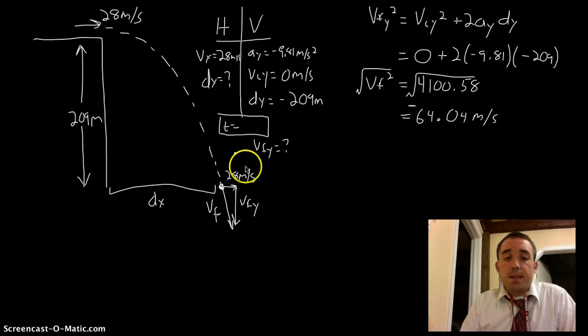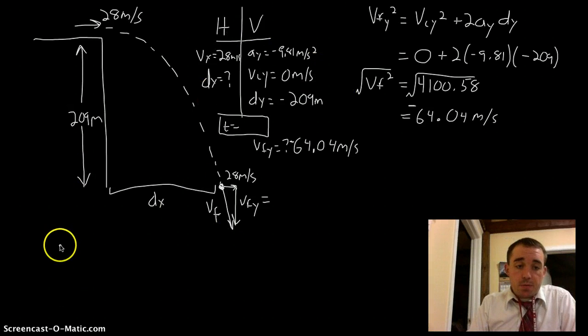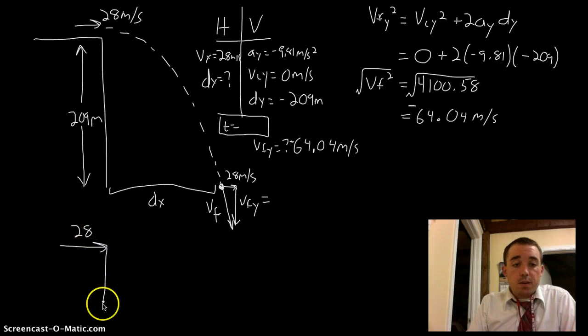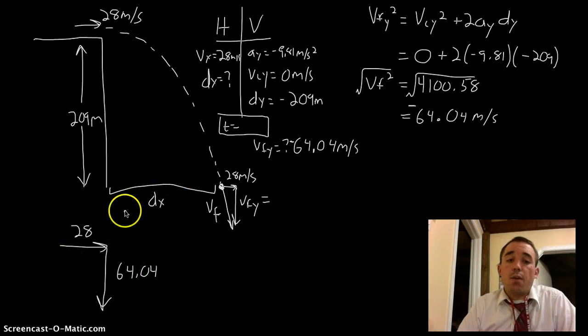Really, we know it's going down because this arrow is going down. So we know that's negative 64.04 meters per second. Now that we have our 2 sides of the triangle, let me come over here and draw the triangle just a little bigger. 28 is our Vx over, 64.04 is our down. I don't have to put the negative here because I have the arrow pointing down for me. That's taking care of our negative.